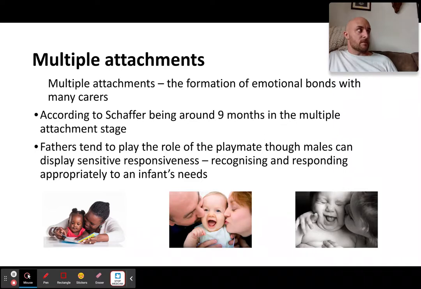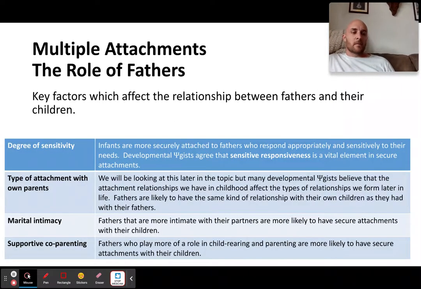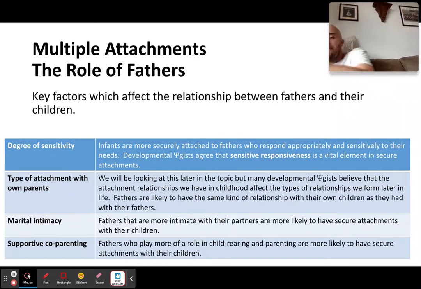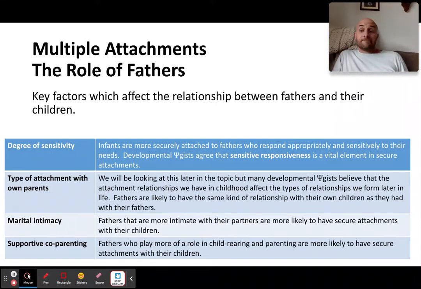I'm sorry, Bella's just ran in. Wait, sensitive responsiveness. She's hyper. There you go. Nailed it. Role of the father. Right. Is there any point? Bella, I'm talking about you. Bella. Here, now. Bella, come here. Come here. All right. Fine. Sorry.